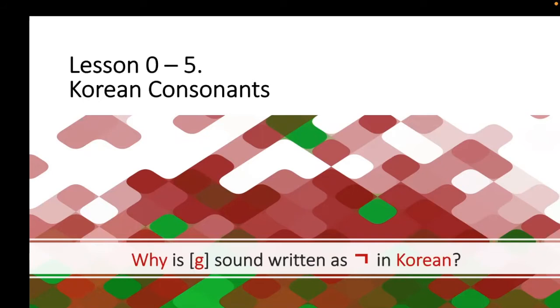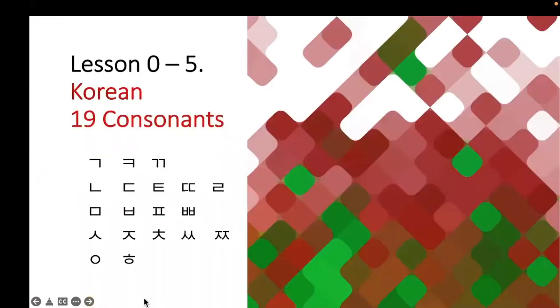Do you know why the sound "g" is written as ㄱ, 기역, in Korean? In this video, I'd like to talk about the Korean consonants. We have as many as 19 consonants, so you may find it hard to memorize all of them and how to pronounce them. So in this video, I'd like to talk about why King Sejong invented such symbols to represent those 19 sounds in Korean.